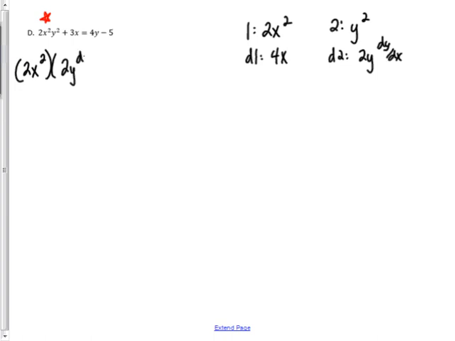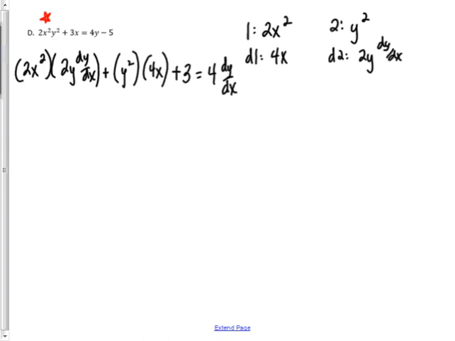d2 plus 2 d1. We'll do the same thing. Derivative of 3x is 3. Derivative of 4y is 4. Follow it with dy dx. Okay. Clean it up without the parentheses. If I do that and just multiply this 2x squared times that 2y, I'm getting 4x squared y dy dx plus 4x y squared plus 3 equals 4 dy dx.